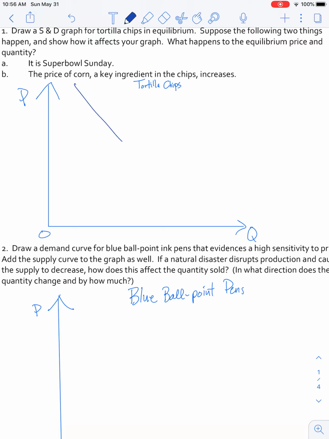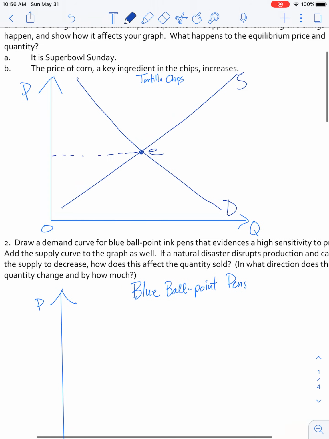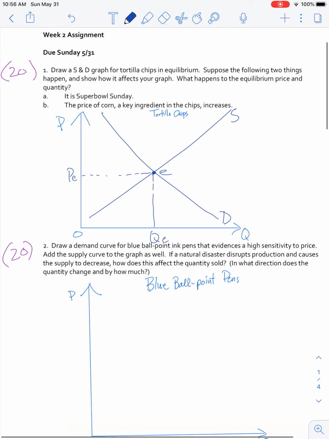So now I need my demand curve, right? My downward sloping demand curve. I need my upward sloping supply curve. And then I'll indicate that important point where they cross, the equilibrium, and label the equilibrium price and the equilibrium quantity. So that's the first part, right? Draw a supply and demand graph for tortilla chips in equilibrium. Now, suppose these two things happen and show how it affects your graph.